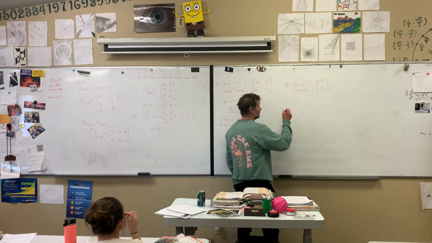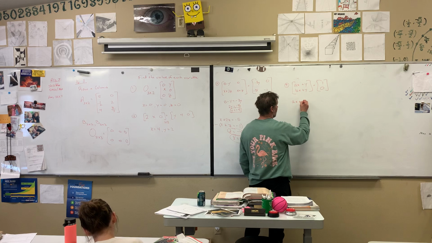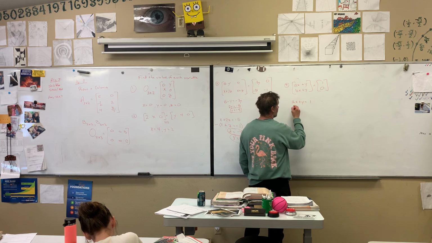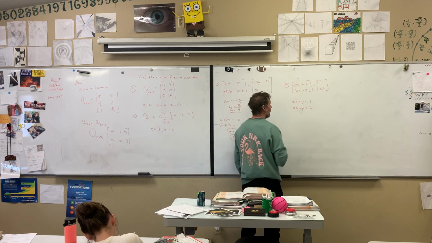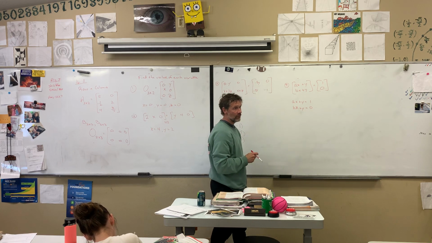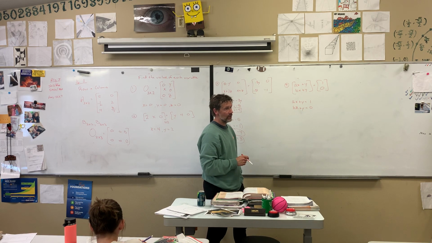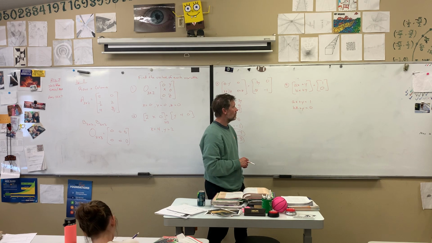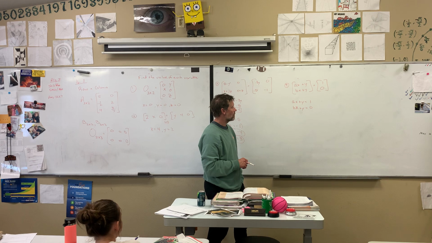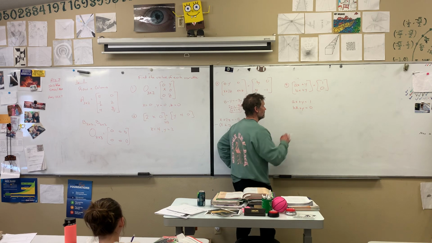So we set up a system of equations the same way. ax plus y is equal to 1, and then bx plus y is equal to 0. And then we go ahead and solve. What could we do to solve? A couple different routes, but set the top two equal, or solve for y. So ax plus y equals 1. And then solve for y.